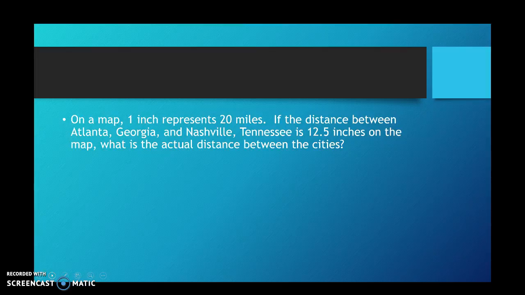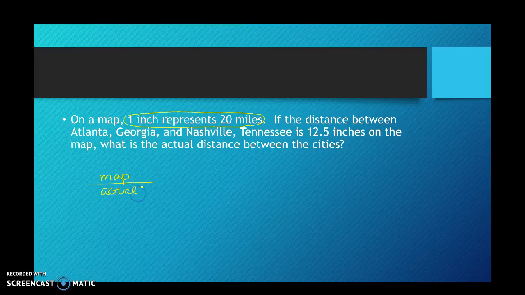Let's do another. On a map, 1 inch represents 20 miles. If the distance between Atlanta, Georgia and Nashville, Tennessee is 12.5 miles on the map, what is the actual distance between the cities? So guys, this is just a different way to say scale. 1 inch represents 20 miles. So we're going to do map or drawing over actual.